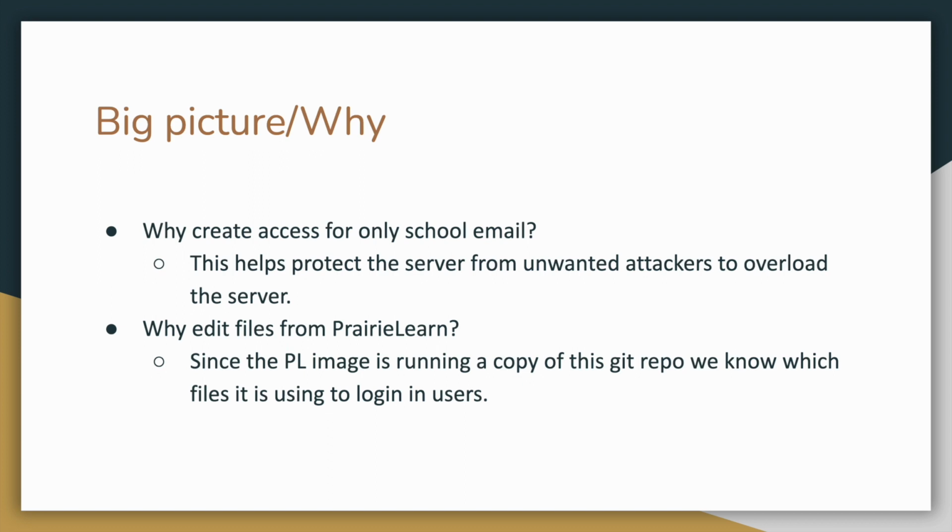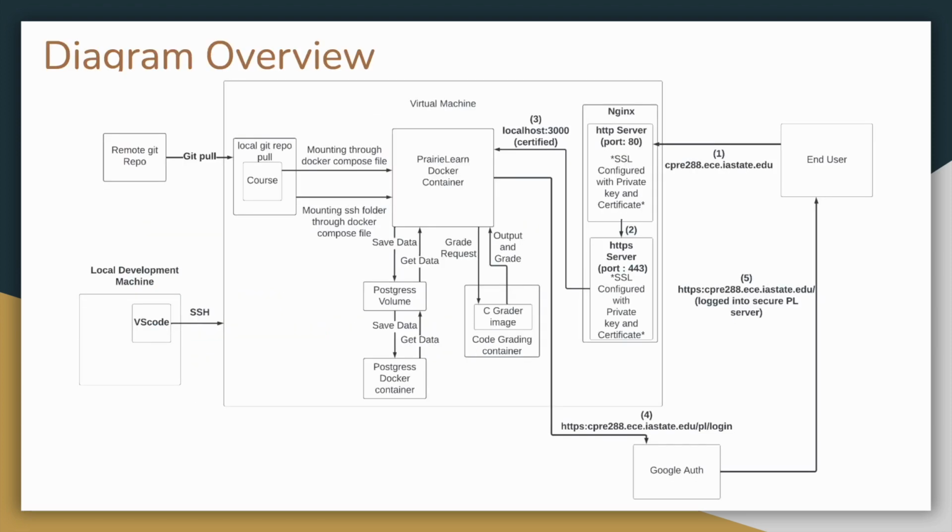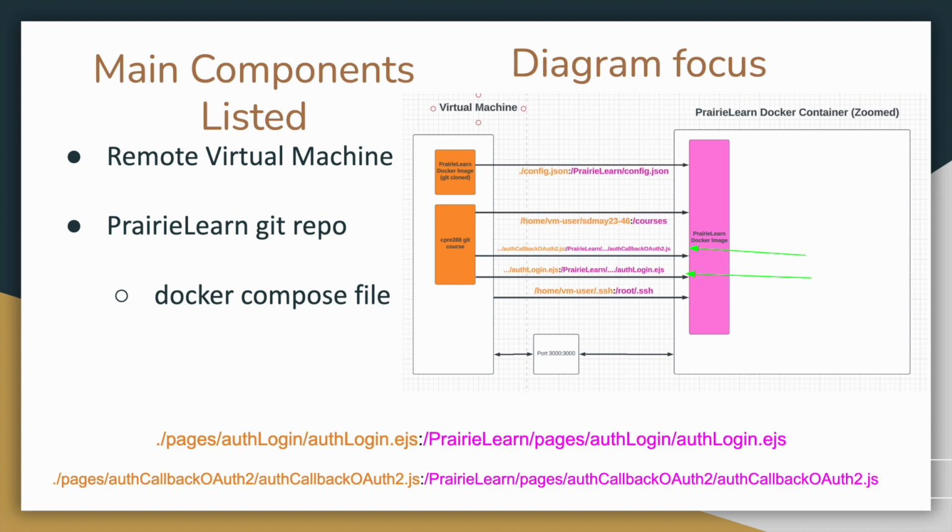Since the PrairieLearn image is running a copy of this Git repo, we know which files it uses to log in users. So here in the diagram overview, we'll be focusing on these two files right here. You can zoom in once you're looking at this presentation yourself, but I'll be showing you anyways what we're doing. It's the same thing we've been doing with these two files: mirroring them to the PrairieLearn Docker container. Since we have access to the image the Docker container is running, we're just mirroring the same files over, so we're using our edited files instead of their default files.